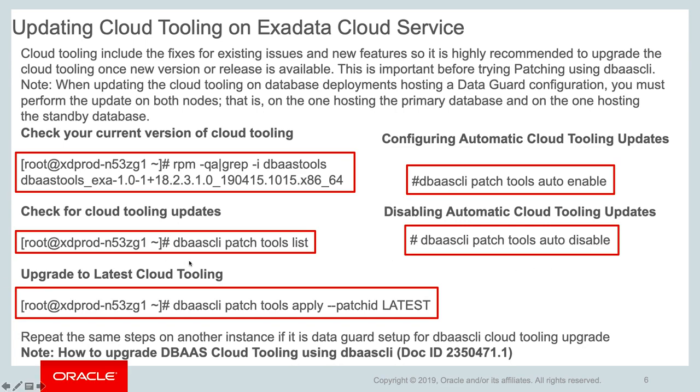So you have to make sure for any DataGuard setup, you are doing this Dbus CLI cloud tooling upgrade on those instances as well. And there is a MOS note about how to upgrade Dbus cloud tooling using Dbus CLI, and it's documented under 2350471.1 MOS ID. So you can take a look at it for more details.